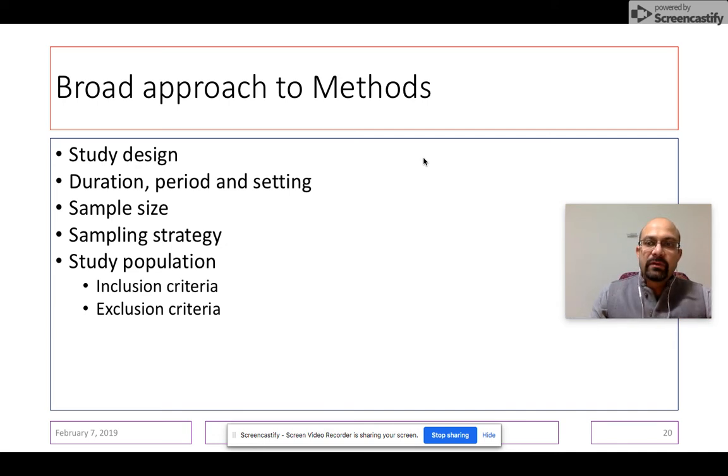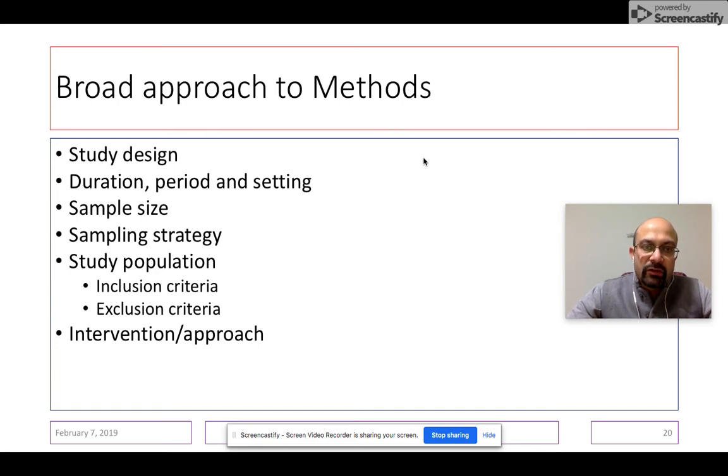So please remember that exclusion criteria are the set of criteria which, if met, will exclude the participants who have already been included in the study. So exclusion criteria come out of the inclusion criteria. I hope I have made that distinction very clear. Then you describe the intervention or the approach. What did you do with the people whom you have included? How did you study them? What intervention did you apply on these participants?